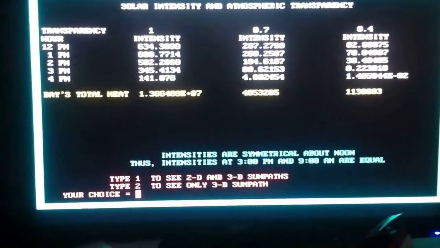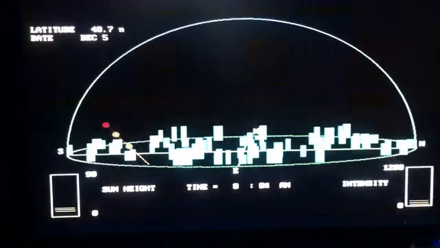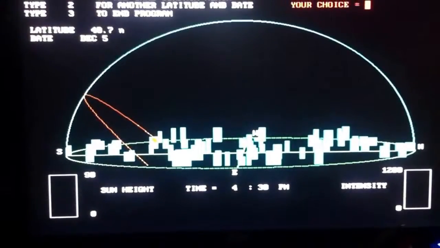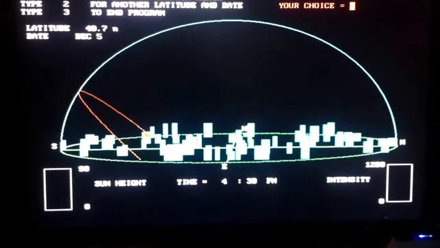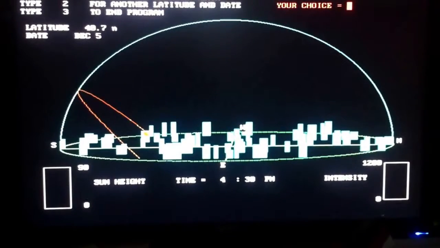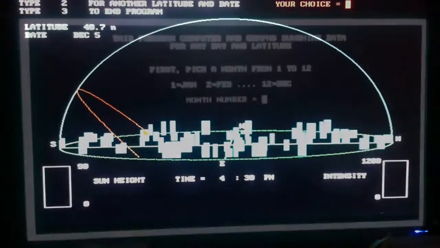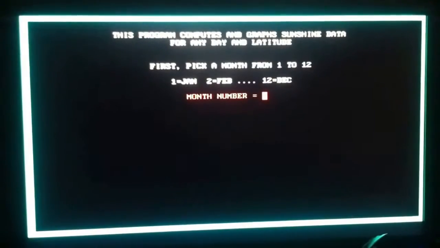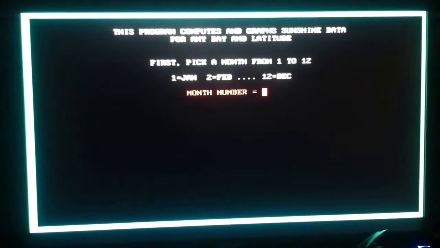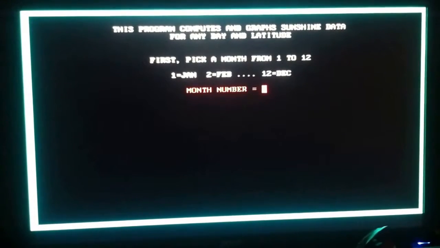Alright, so let's just see the path of the sun. Okay, so you can see the path of the sun is low in the hemisphere. Now let's look at the path of the sun, say 3 months later. So let's look at March. Okay, March, and also on the 5th day of March.